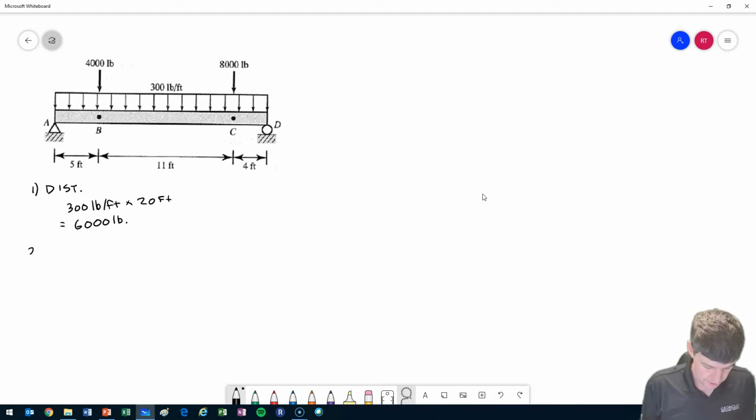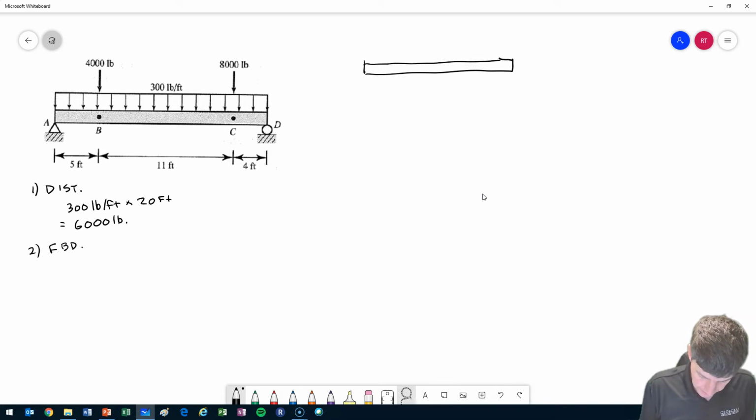Okay. Step number 2 is going to be to draw a free body diagram. So draw my free body diagram up here. And I have an unknown of A. I have 4,000 pounds here. I have my 6,000 pounds, which is my equivalent for my distributed load. I have 8,000 pounds here, and I have D over there.